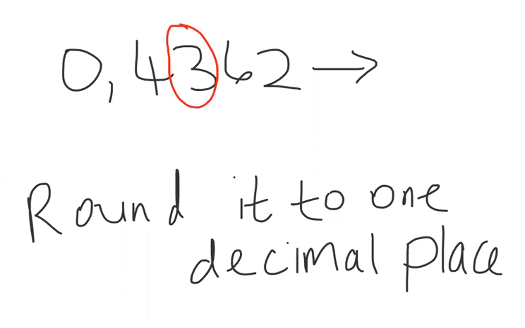So that's a number you're going to focus on. So that means this is going to become 0, but then you look at this number, which is 3. So we're going to round to the left. So this is going to stay a 4. So that's why that's just 0,4.